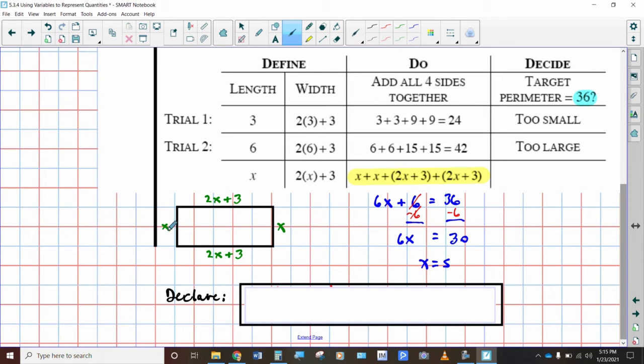So I'm pretty sure we've got our length. Our length has to be 5, and that makes sense. We said it was supposed to be between 3 and 6. But I'm going to double check it, and this is where the decide comes into play.